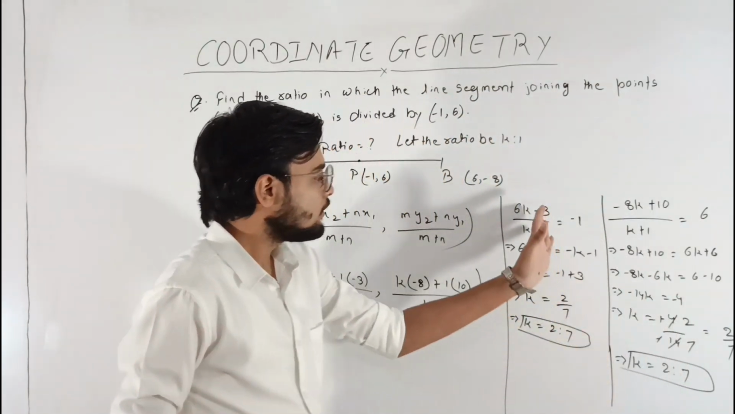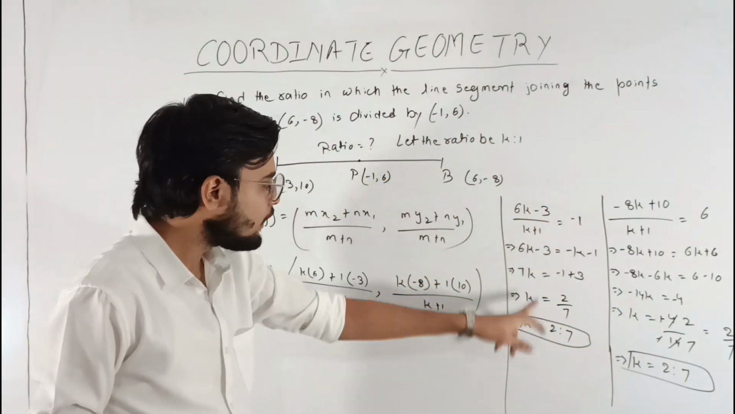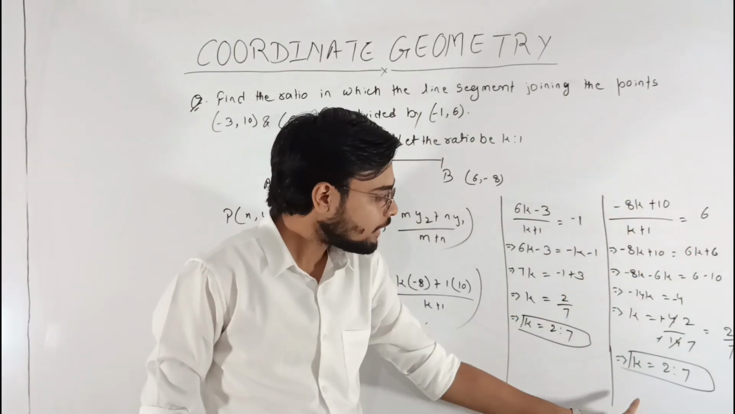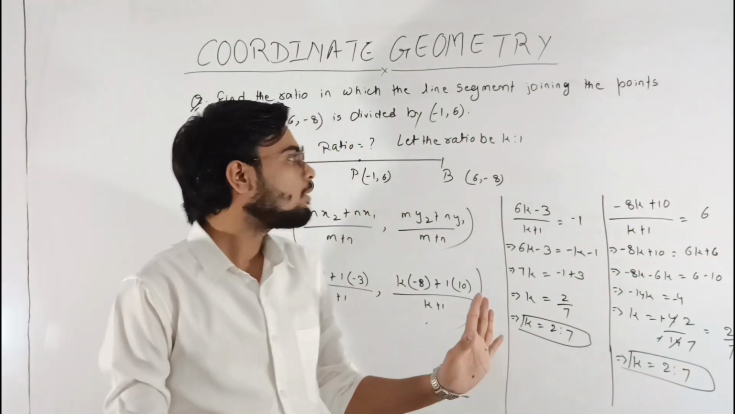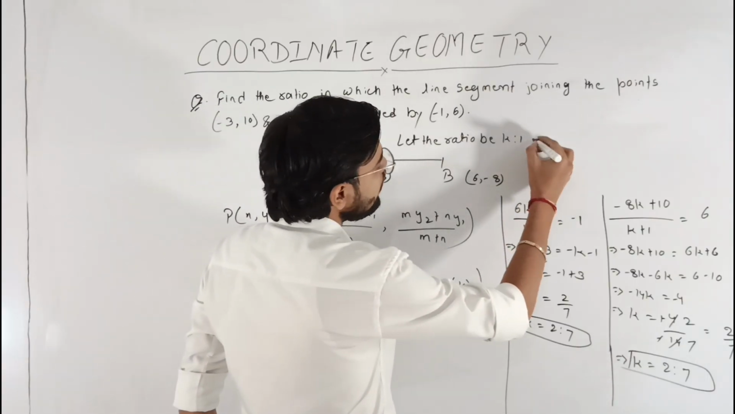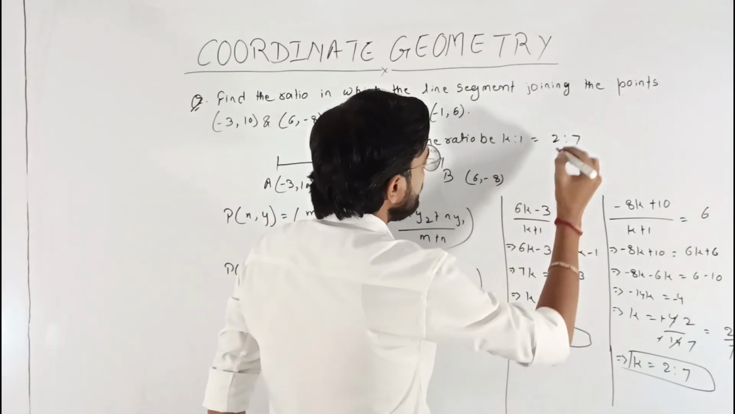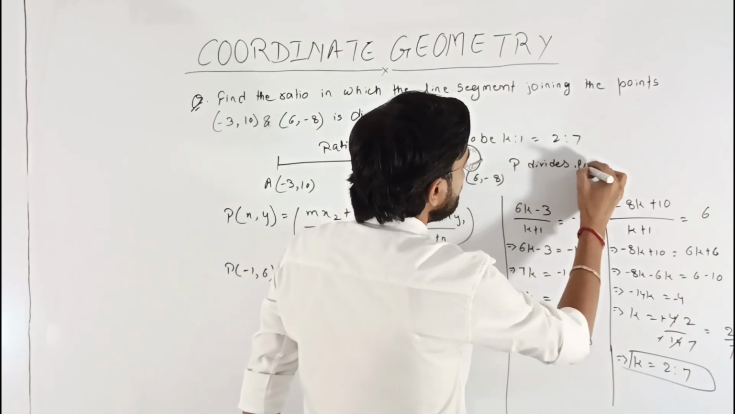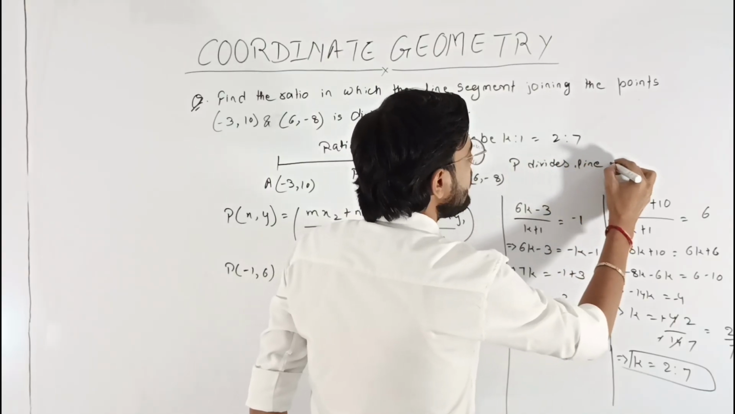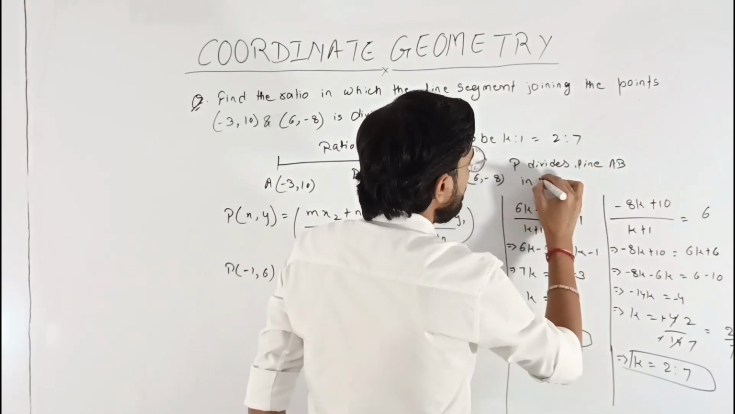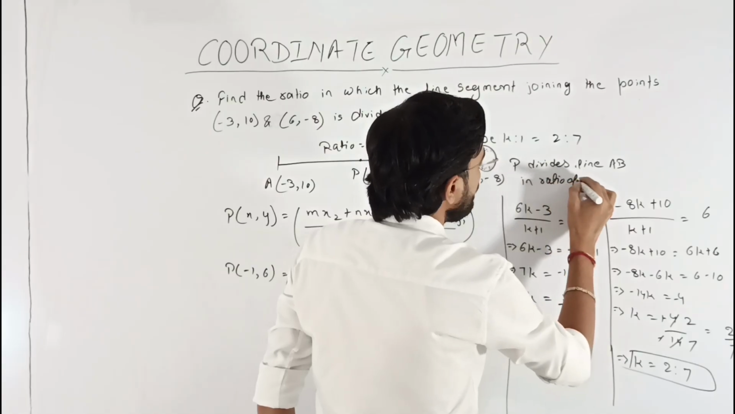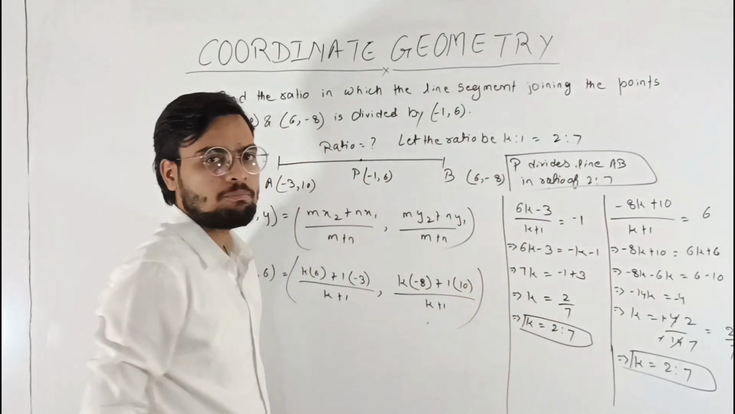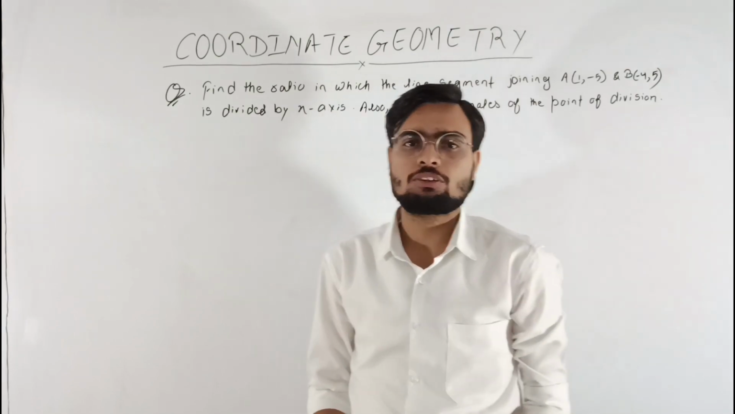So now look here, this is equal to minus 1, then from here k is 2 is to 7. Now this is equal to 6, so from here I get k is 2 is to 7. So our ratio is 2 is to 7. So point P divides line AB in the ratio of 2 is to 7. Okay, now let's move towards our next question.